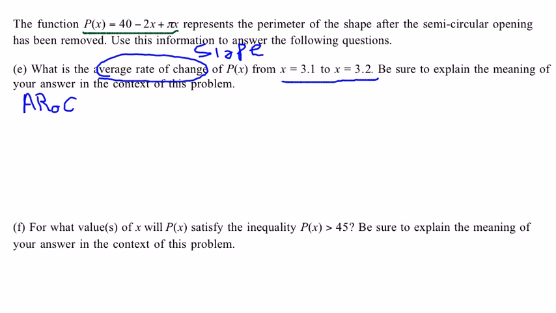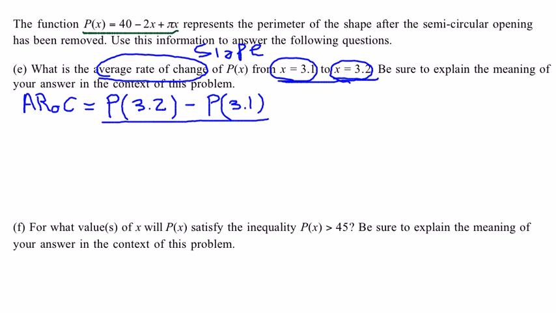I'm using this abbreviation, the average rate of change, which I know is the change in y over the change in x. Or in other words, what is the change in the output compared to the change in these two inputs? Well, we are going to find the output at 3.2 first. So p of 3.2 minus the output at the initial point 3.1, and then divided by the difference between these 2 points, 3.2 minus 3.1.